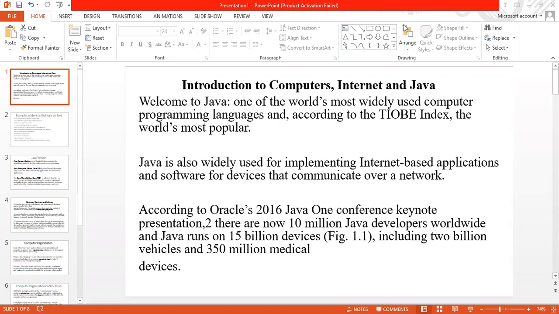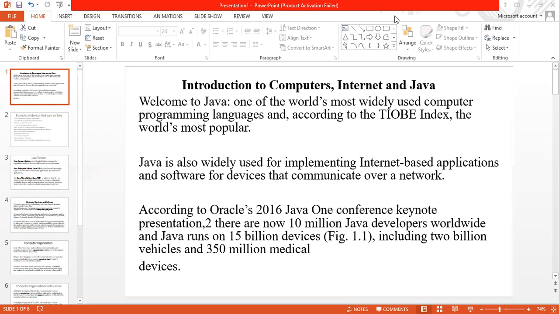So today we'll be discussing three vital things, which are introduction to computer, internet, and Java. And on these notes, I will start by saying that Java is one of the most popular languages that exists. Java is widely used for implementing internet-based applications.